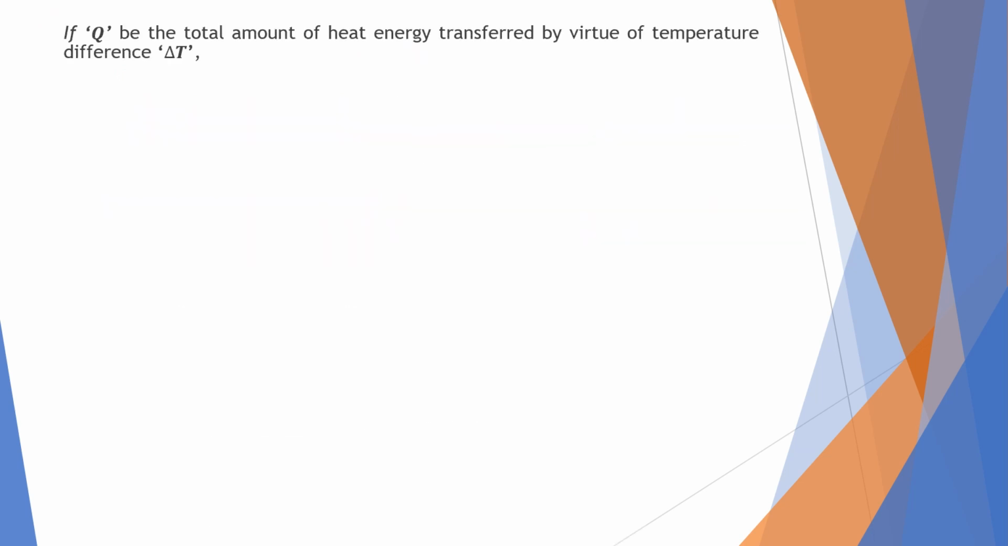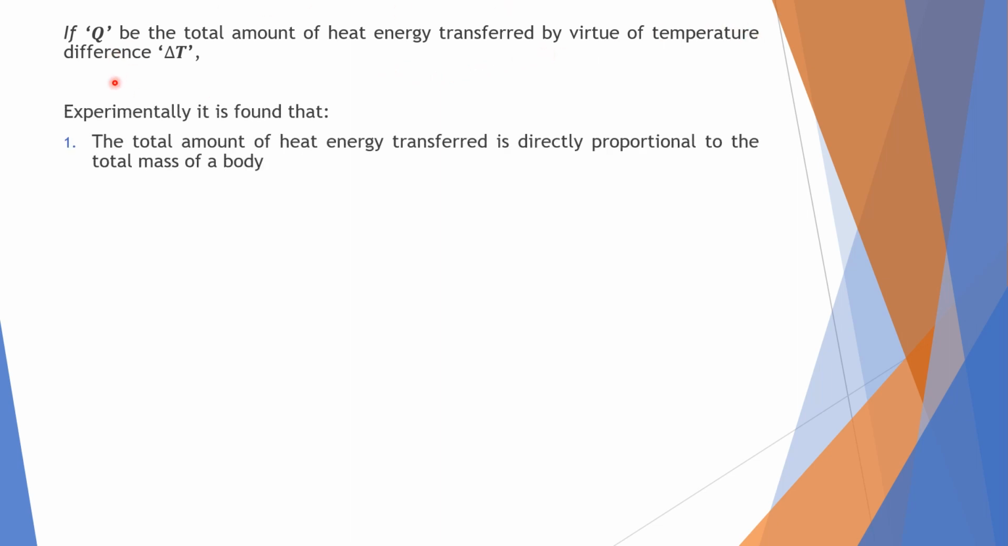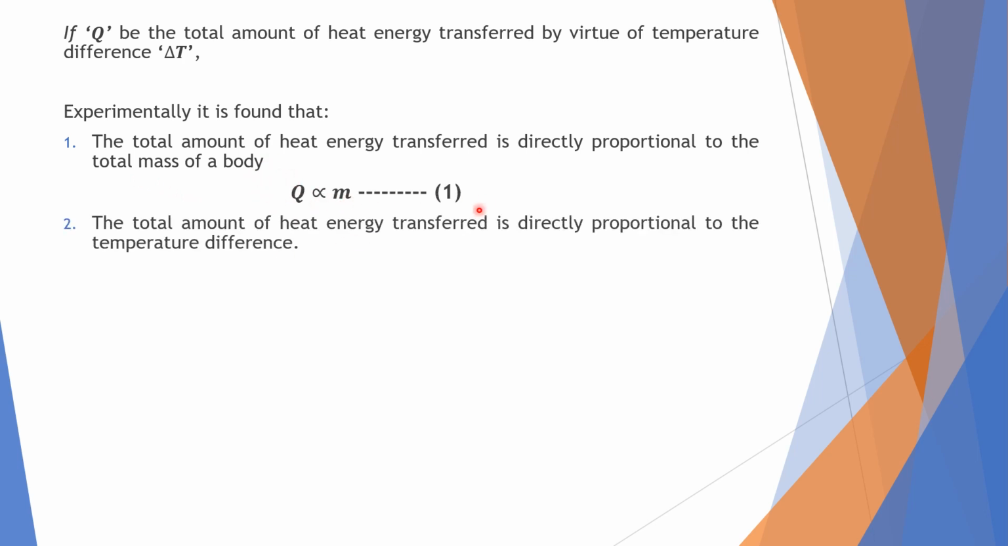Now, if Q be the amount of heat energy transferred by virtue of temperature difference delta T, experimentally it is found that this amount of heat energy is directly proportional to the total mass of a body. Mathematically, Q is proportional to M. I mark it as equation number 1. And the total amount of heat energy transferred is directly proportional to the temperature difference or rise in temperature. So Q is proportional to delta T. I mark it as equation number 2.